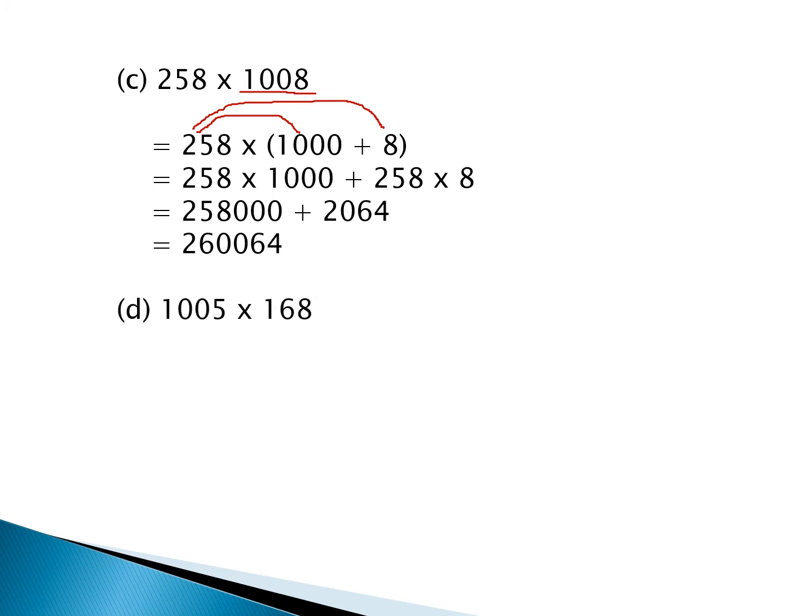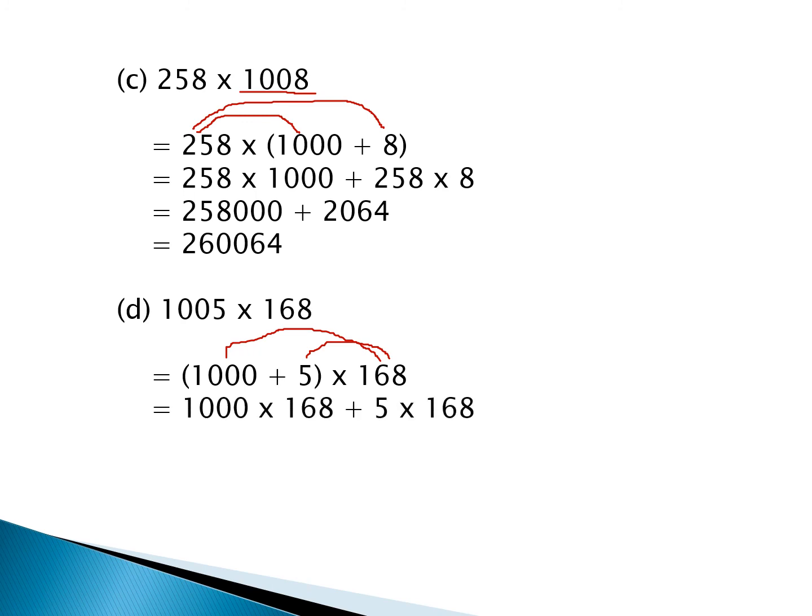Now come to the G part. 1005 multiply 168. Now 1005 will be broken into two parts, 1000 plus 5. So it can be written as 1000 plus 5 multiply 168. Now 168 will be multiplied by 1000, then addition sign, then 168 will be multiplied by 5. So this question can be written as 1000 multiply 168 plus 5 multiply 168.